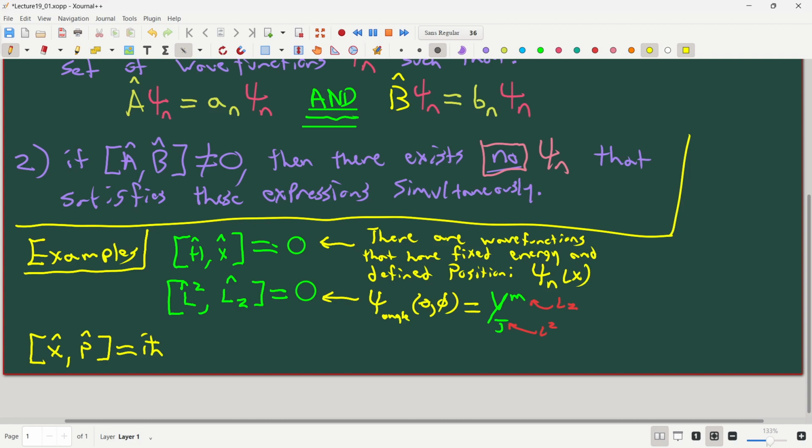Now, this i h bar is very complicated. I don't want to go too deep into the consequences of this i here and what this means. But the idea is, again, that when you do this ordering of the experiments and flip it, you get a different state in the end. You've manipulated your system between these two measurements, and that's not what we want.